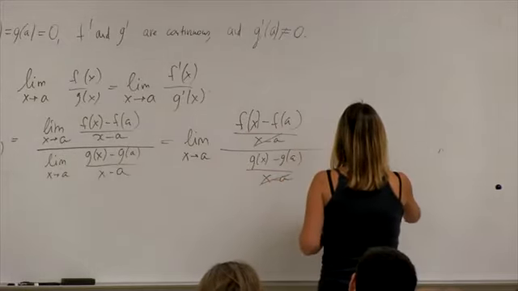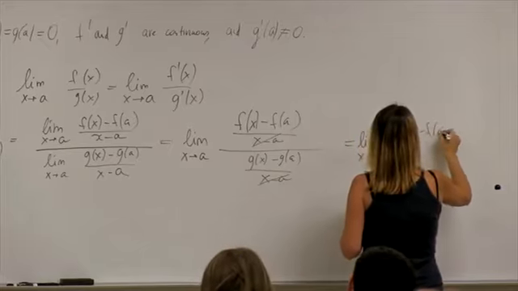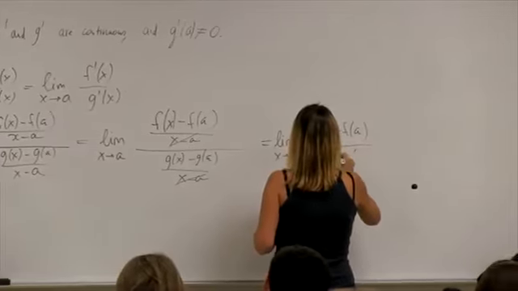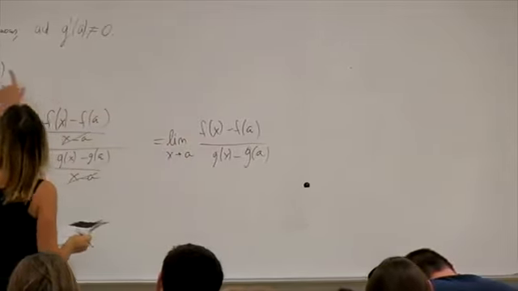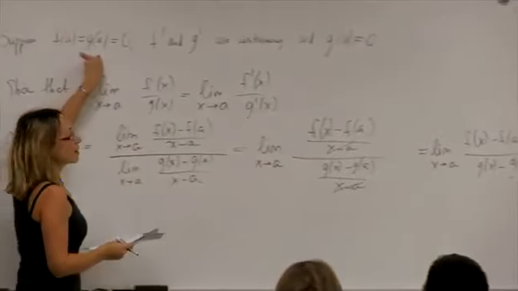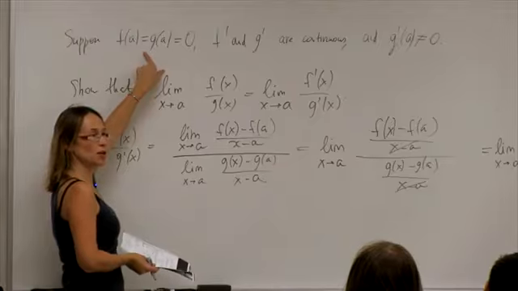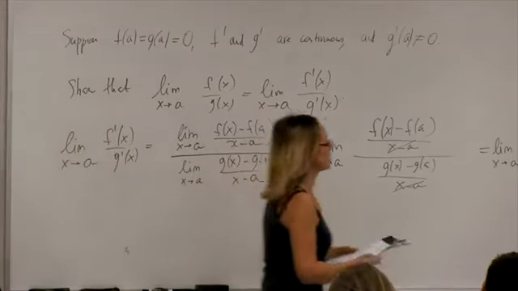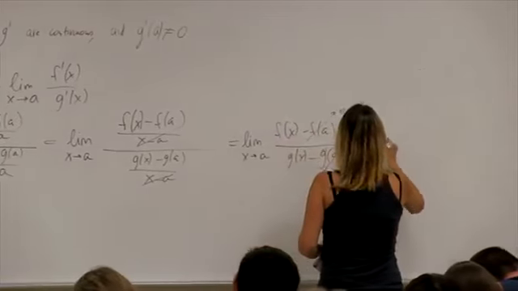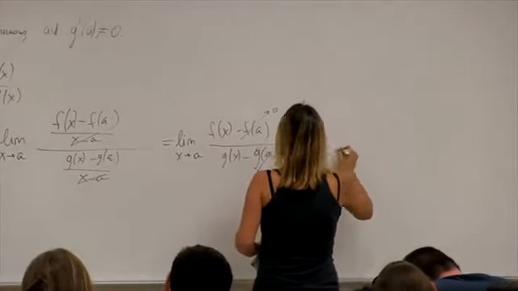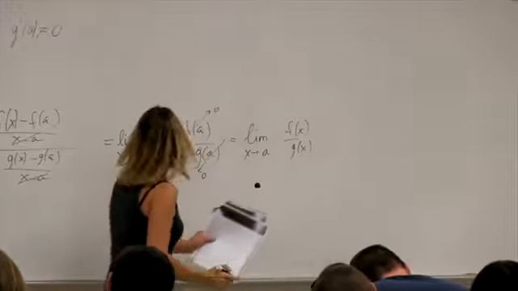So I have the limit as x goes to a of f of x minus f of a over g of x minus g of a. Now we go back and we see that we assumed that both f and g were 0 at a. So this simplifies even further. This is 0, and we have the limit of f of x over g of x. So I proved exactly what I wanted.